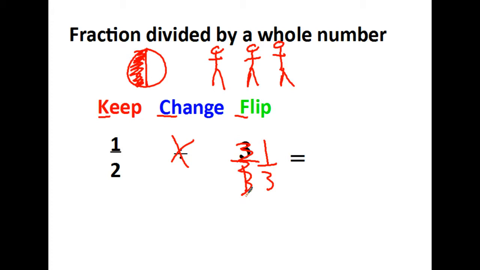So top times top is 1. Bottom times bottom, 2 times 3 equals 6. Each of the hungry people would have been able to get 1/6 of a pizza because I would have taken the pizza and made a cut like that and a cut like that, and each person would have gotten 1/3 of the 1/2, or 1/6.